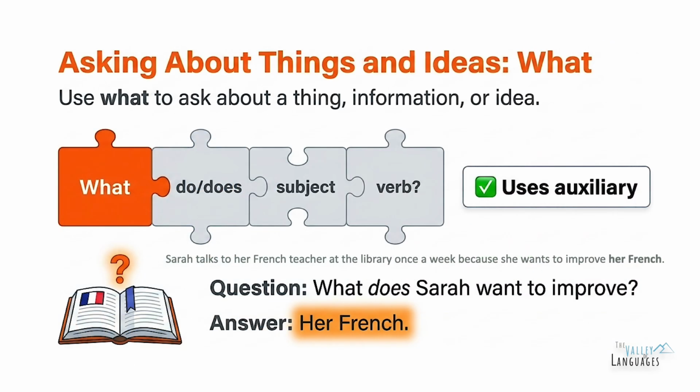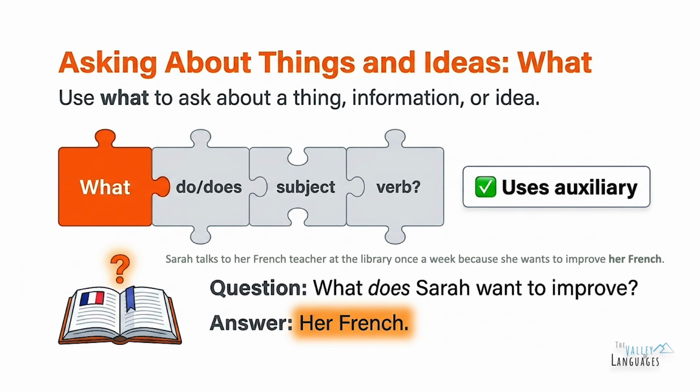Things versus actions, the what divide. A lot of times we want to ask about a noun, right? A specific thing, some info, or an idea. For this, we just use what. And looking at our grammar puzzle, we see what, followed by our trusty auxiliary do or does, then the subject and the verb. We absolutely need the auxiliary here.